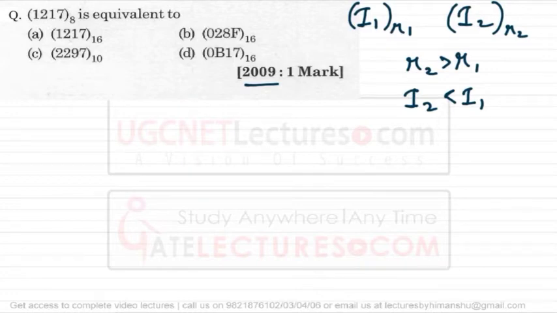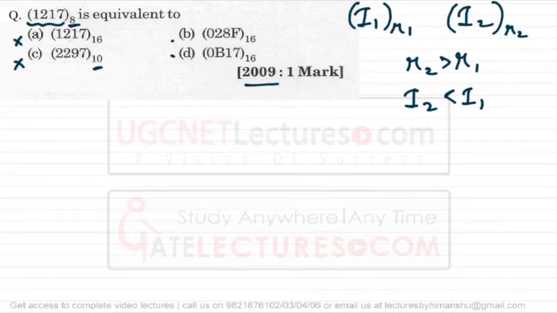Here see, the base of the given number system is 8, and if we are going to convert it into a number system with base 10 maybe, this number must have decreased. This should have become something less than 1217, but in the option they have given it as 2297, which is not possible. So C cannot be the answer. Similarly, 1217 cannot be the answer. So you have to check between these two options.